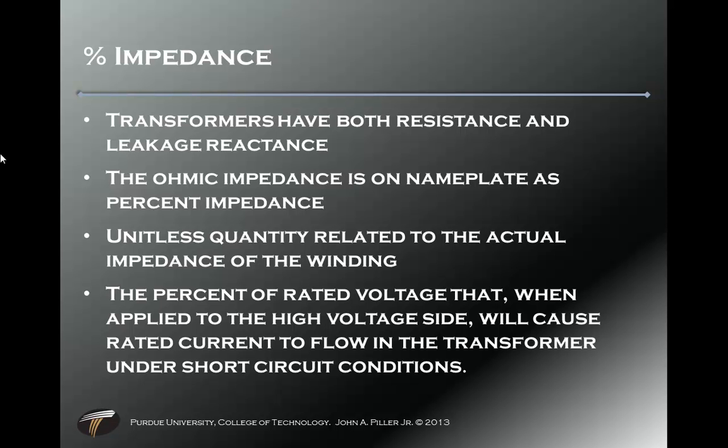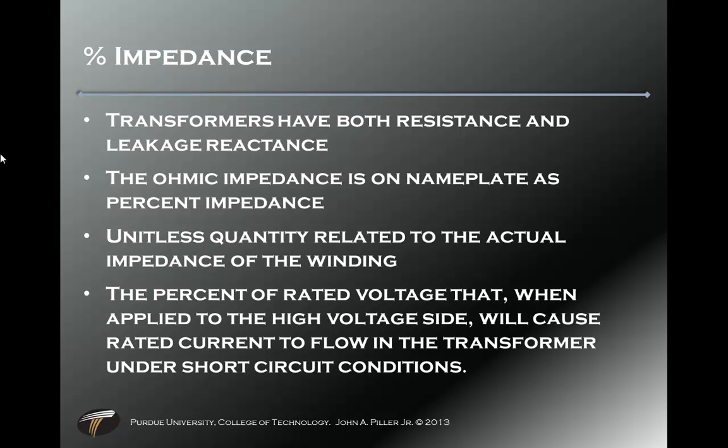The ohmic impedance is on the nameplate as a percent impedance. That means the real resistance. It's a unitless quantity, and it's related to the actual impedance of the winding. And again, I'm talking about the real, not the imaginary portion of it. It is the percent of rated voltage that, when applied to the high voltage side, will cause rated current to flow in the transformer under short circuit conditions.